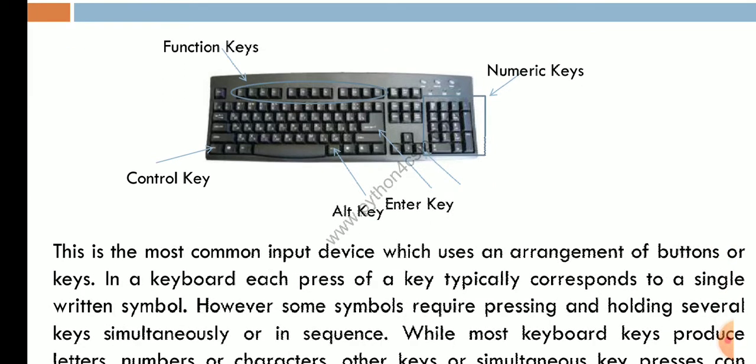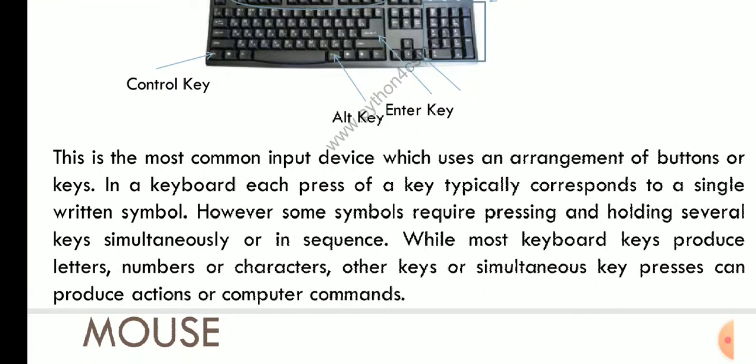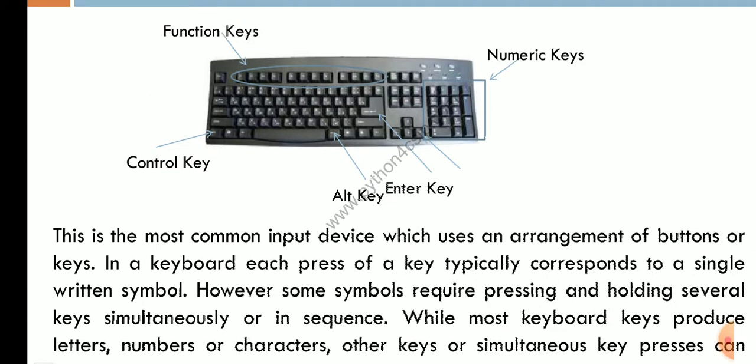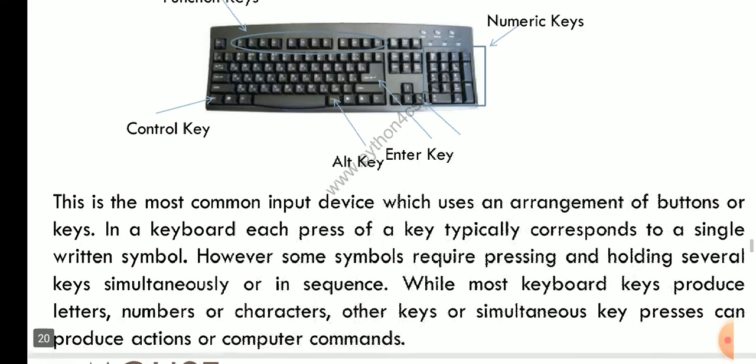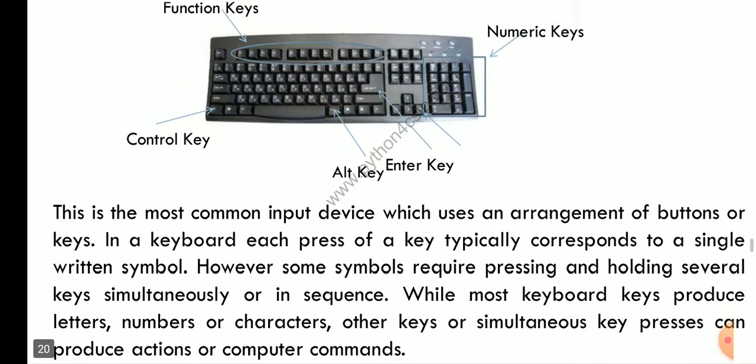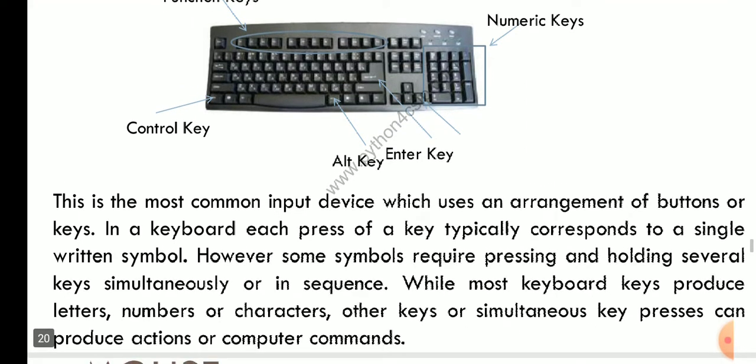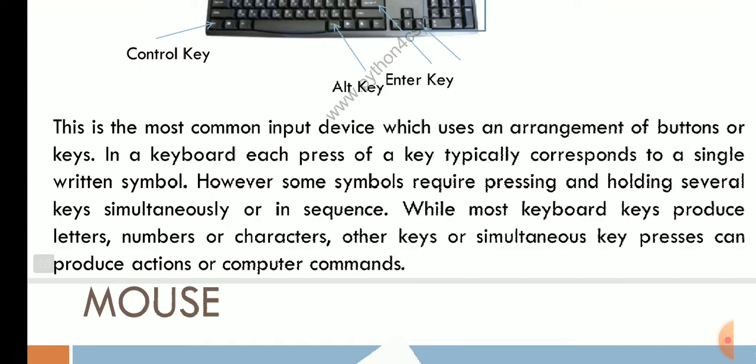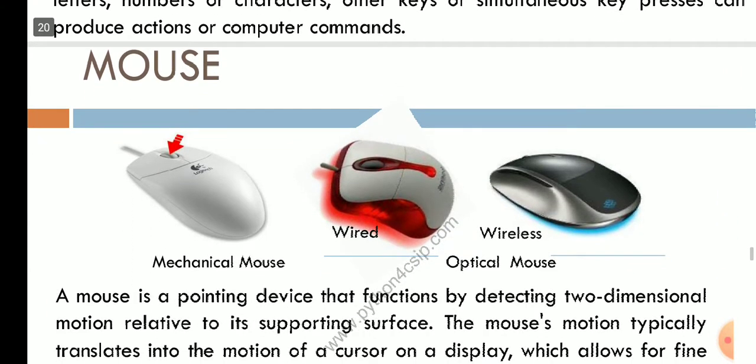A keyboard has a lot of arrangements of keys or buttons, and each press of a key gives some single input to the computer. Depending upon the input, the data will be processed. If I press any key on the keyboard, the data is taken as a single character and given to the computer for processing. Keyboard is an input device which gets values from the user and gives them to the CPU.